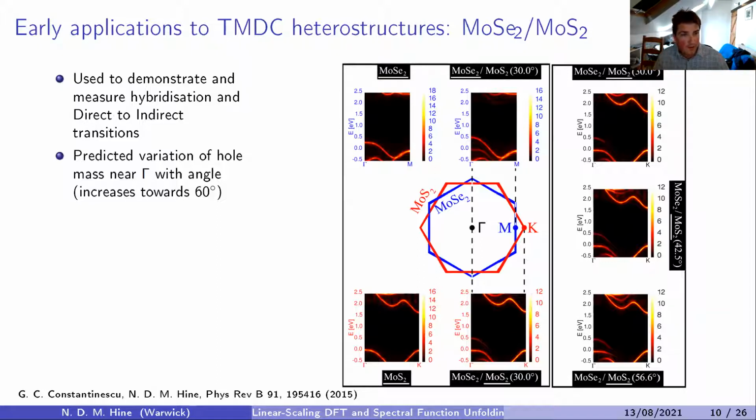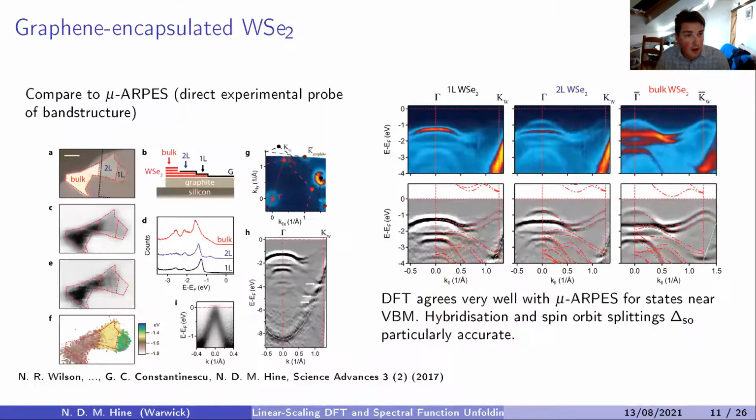Okay, so I'm just going to skip over a few slides on our early work with this. Back in 2015, we looked at hybridizations in MoSe2, MoS2, looked at the variation of the hole mass. And then we started working with various experimentalists, including Neil Wilson's group at Warwick. And we were able to compare directly to micro-ARPES results. And these micro-ARPES results effectively represent a direct experimental probe of the band structure. They were interested at the time in TMD multilayer and heterobilayer systems.